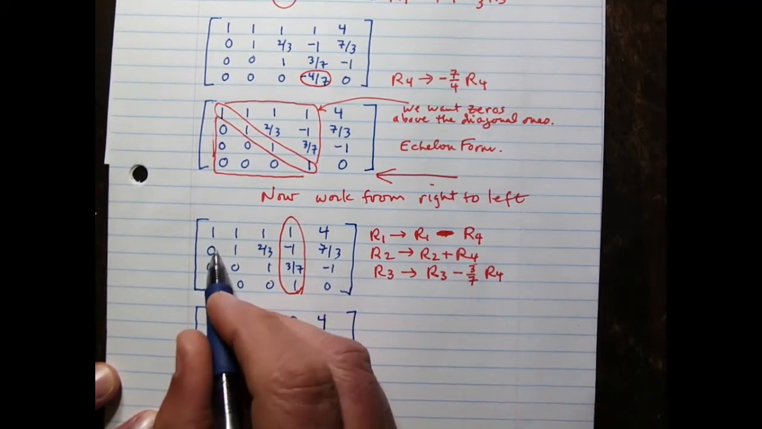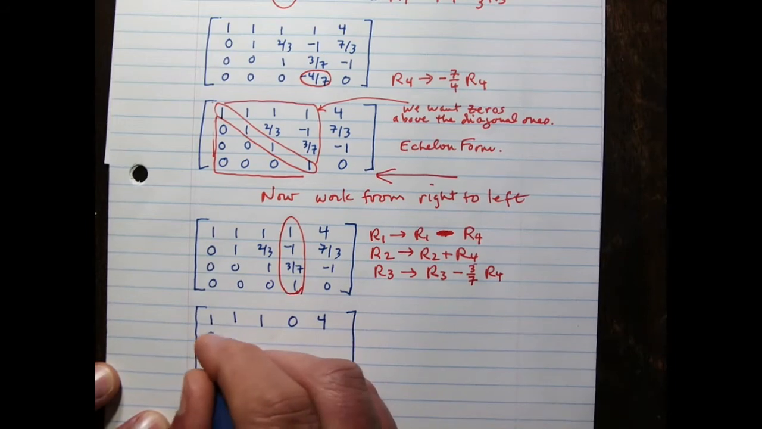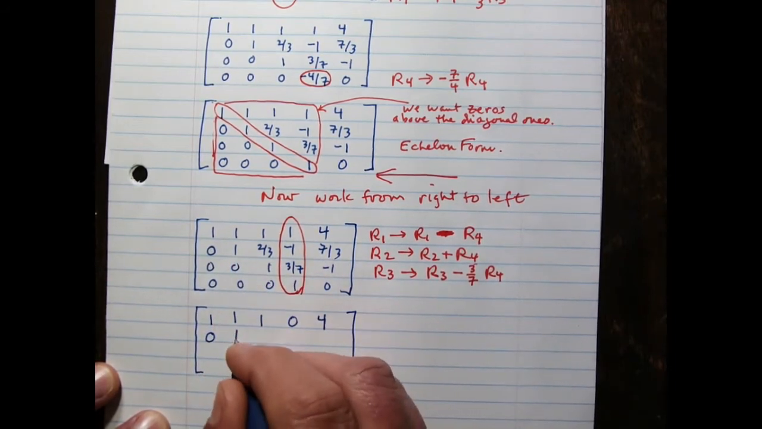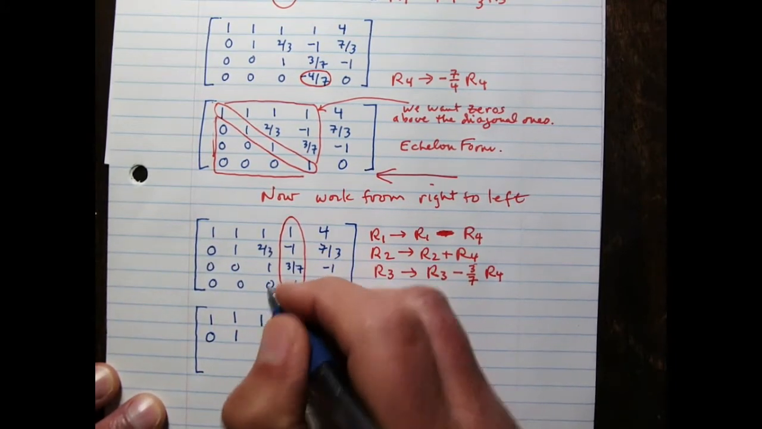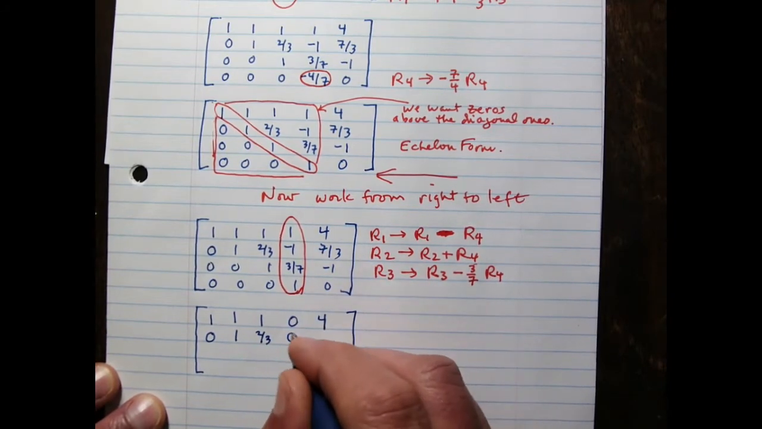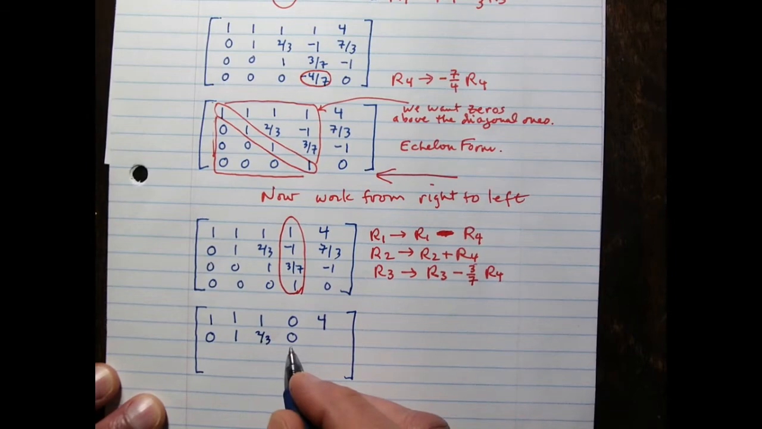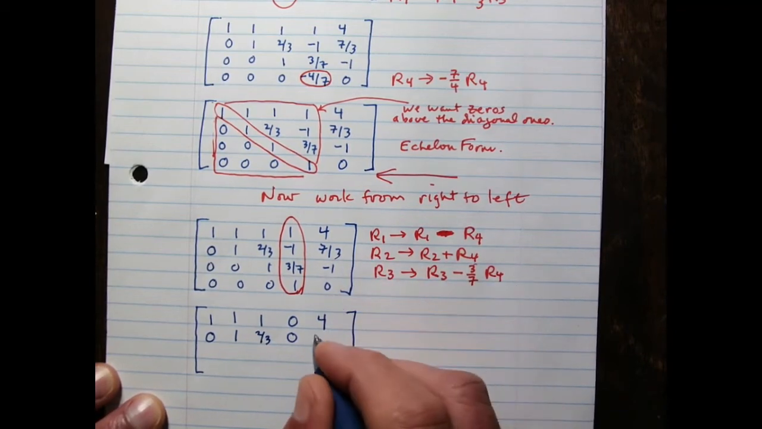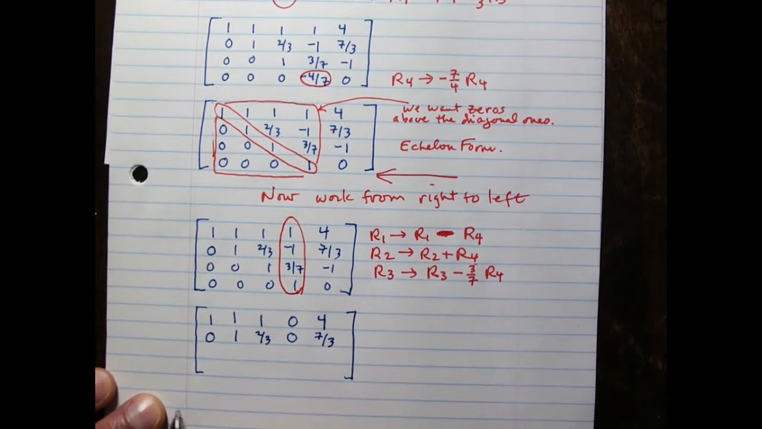Row 2 plus row 4. So 0 plus 0 is 0. 1 plus 0 is 1. 2/3 plus 0 is 2/3. Negative 1 plus 1 is 0. That's really what we wanted to happen. 7/3 plus 0 is 7/3.